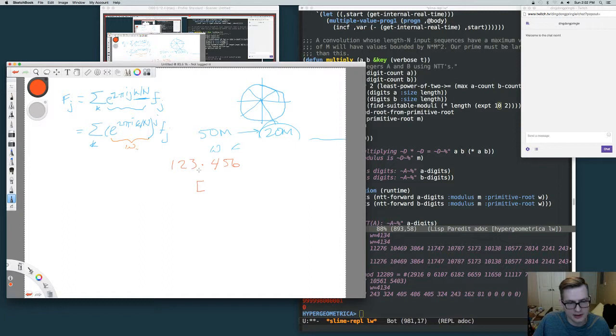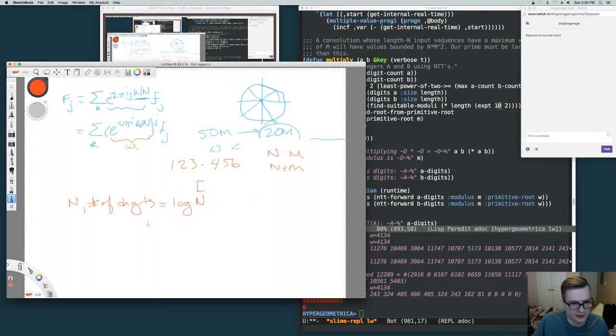So if you have an n-digit number and an m-digit number, then the resulting number is going to have n plus m digits. This can really be seen if you have a number n, then the number of digits is on the order of log n.